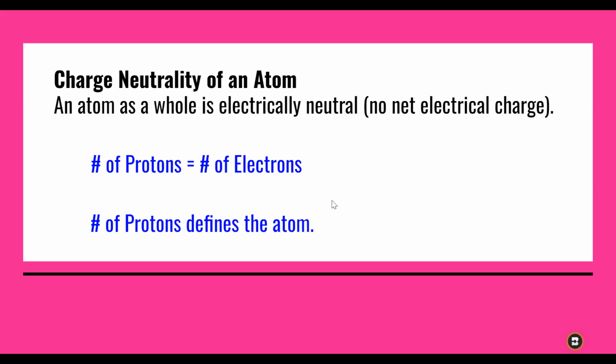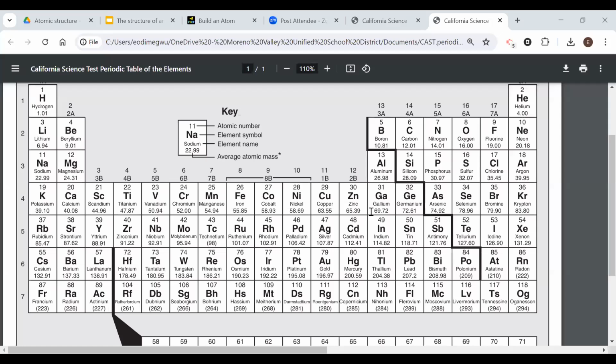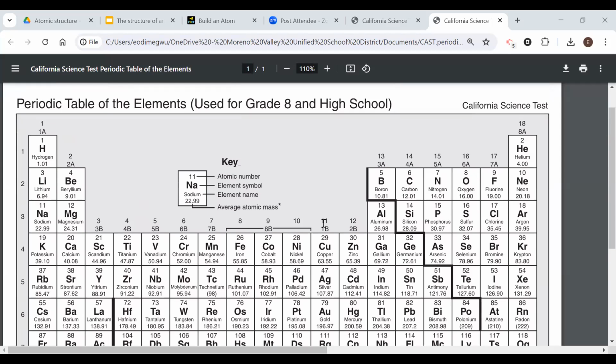Okay? Let's look at the periodic table. This is called the periodic table of elements. Everything you have here is an element. There are a few things we have to understand here. We will still do the periodic table in the future. Now, this box is a key. It's telling us every piece of information about an element in this periodic table.